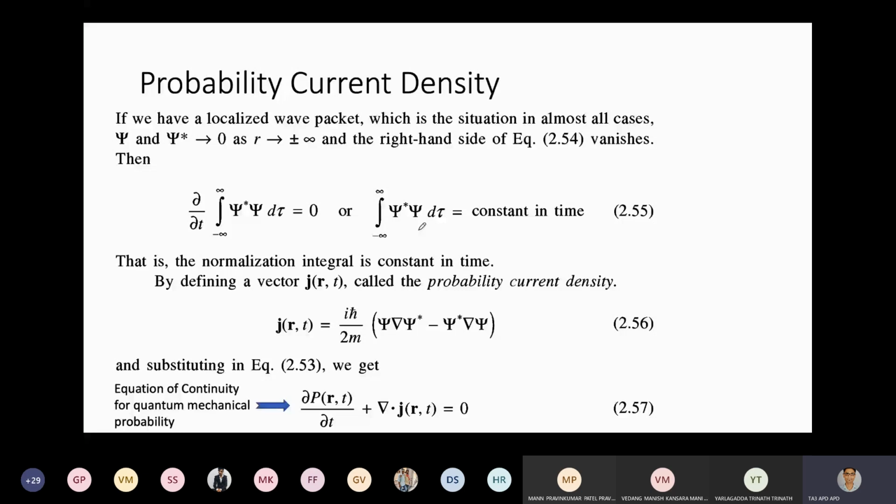So the normalization integral is actually constant in time, and this whole quantity, we are defining that quantity as something called probability current density. Okay, we defined this quantity as something called probability current density. So that is denoted by J as a function of r, t, equal to this whole term, i h bar upon 2m, psi star del psi minus psi del psi star.